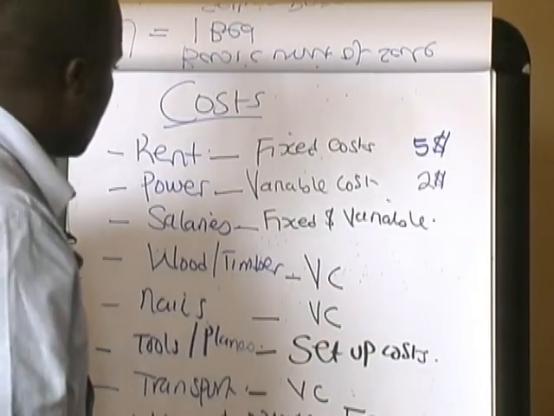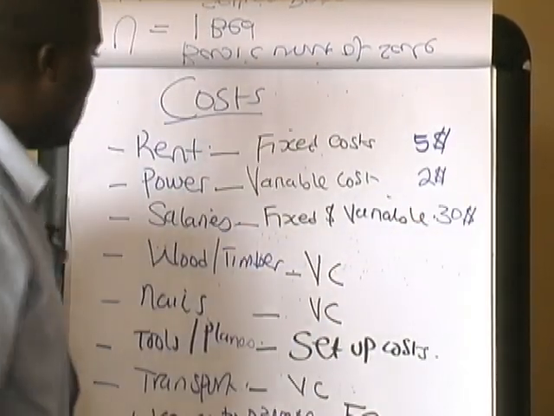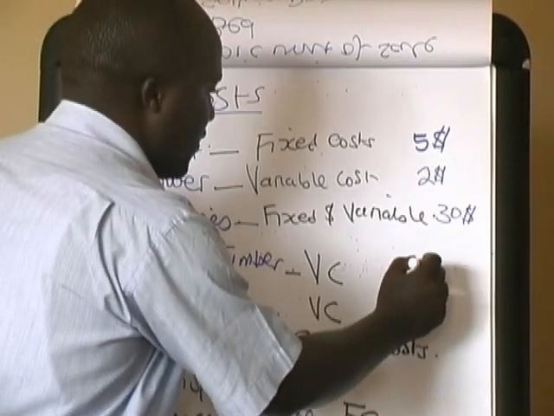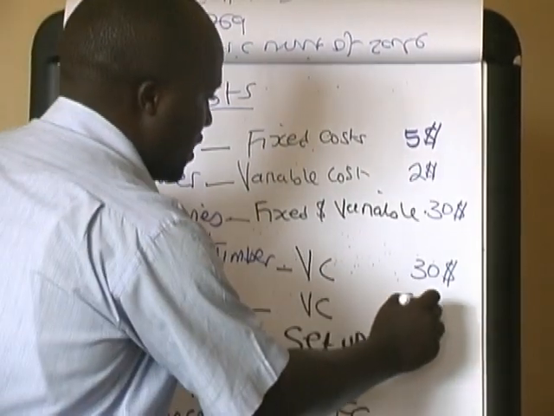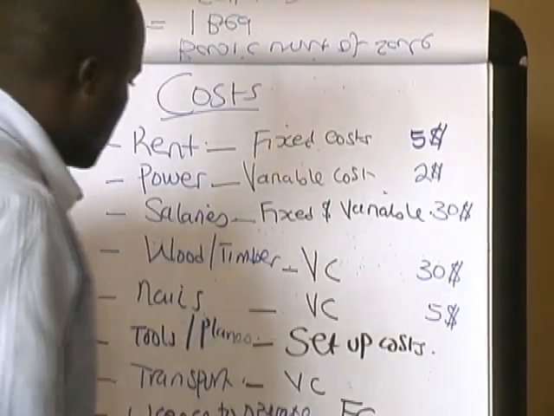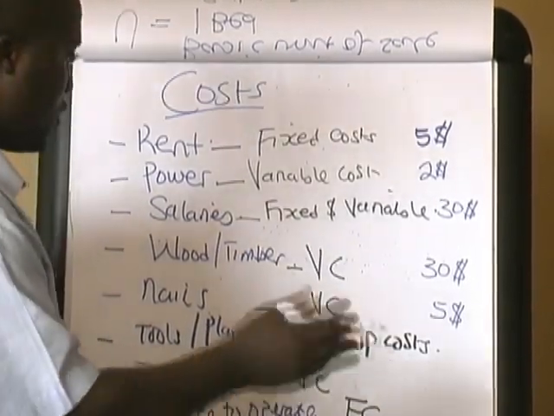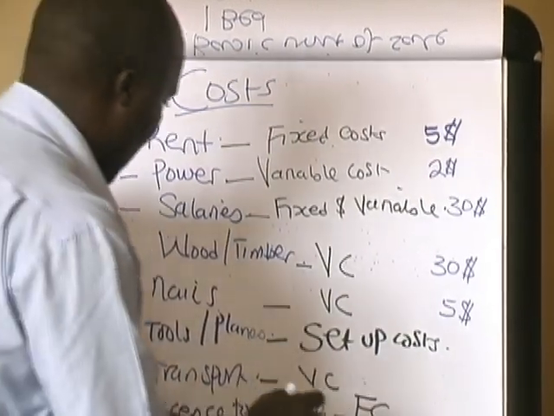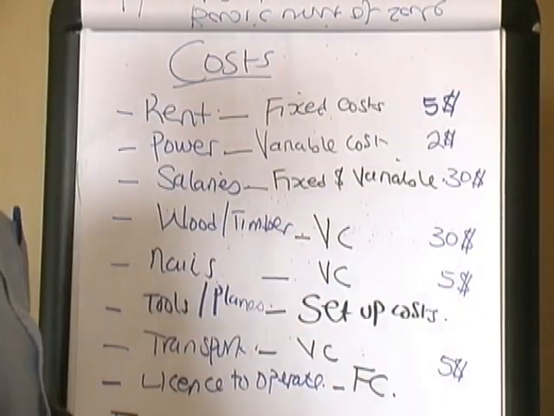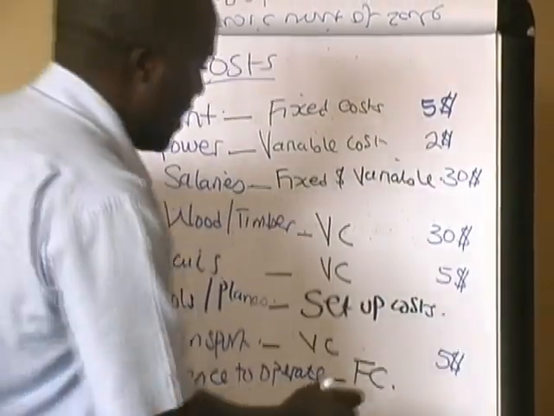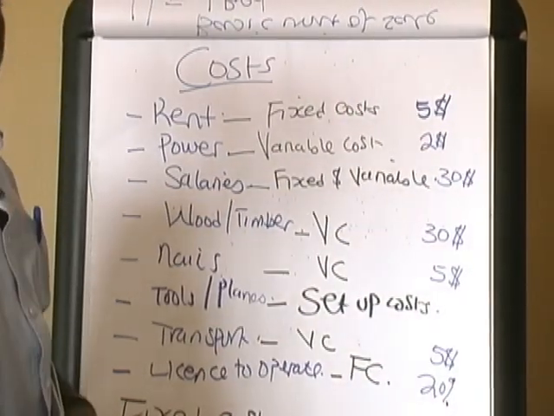Our salaries are $30. We're going to assume that we're paying $30 for our salaries, and we are also paying $30 to be able to procure the timber that we are using, and nails are costing us $5 to be able to produce. And then we have tools, the setup costs, which we are not going to include in this one. But then we have transport, where we're also paying $5, and we're looking at the license to operate, which is a year. We're paying this one every year, and it is $20. So that means every month we're paying an average of $2.